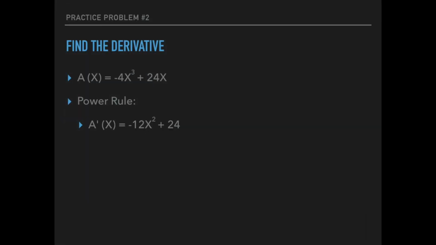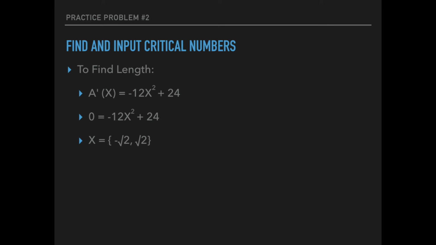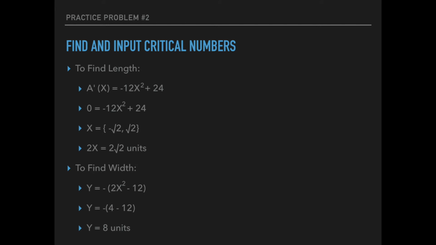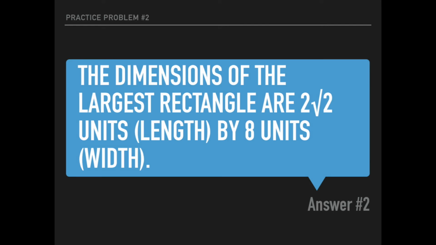Now we want to take the derivative of that, giving us A prime of x is equal to negative 12x squared plus 24. Where is this equal to 0? When x is positive or negative root 2. Since the length is really the distance of both the x's together, and you can't have negative distance, you see that length is 2 root 2 units. But that's not all. Plug x into our equation for the y value, and we see that here y is equal to 8 units. This rectangle happens to be 2 root 2 units by 8 units.